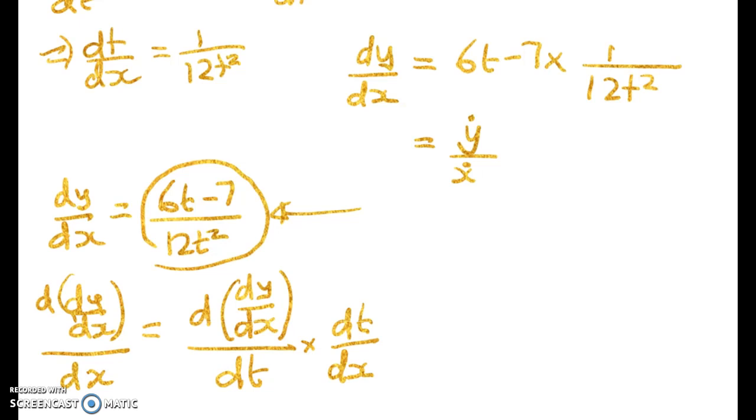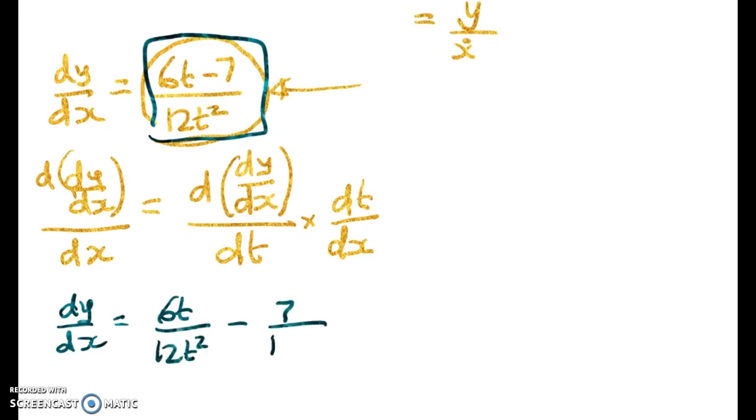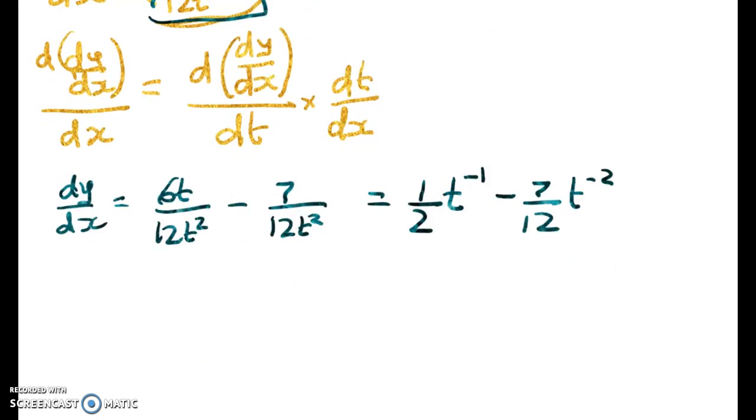Now, if you look at this and you don't think about it first, I'm sure some of you are going to go and do the quotient rule on that. You can try that, but you're going to make a mess. You will get there, but it's much easier to split dy by dx up into two bits. So we've got 6t over 12t squared minus 7 over 12t squared. I can rewrite that as 1/2 t to the negative 1 minus 7/12 t to the negative 2. And suddenly that looks very easy to differentiate.